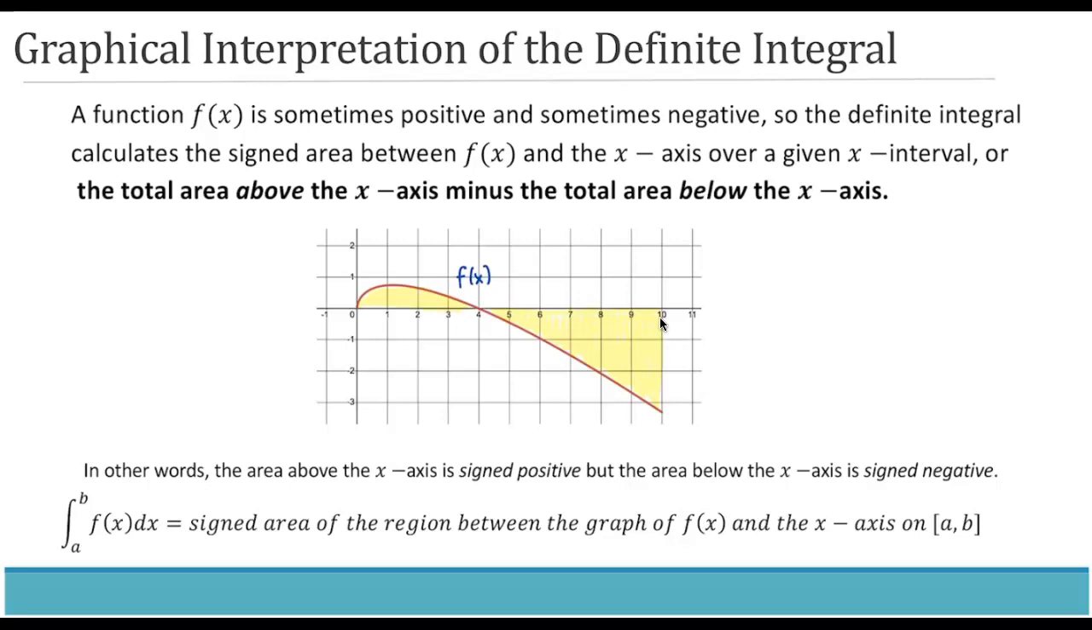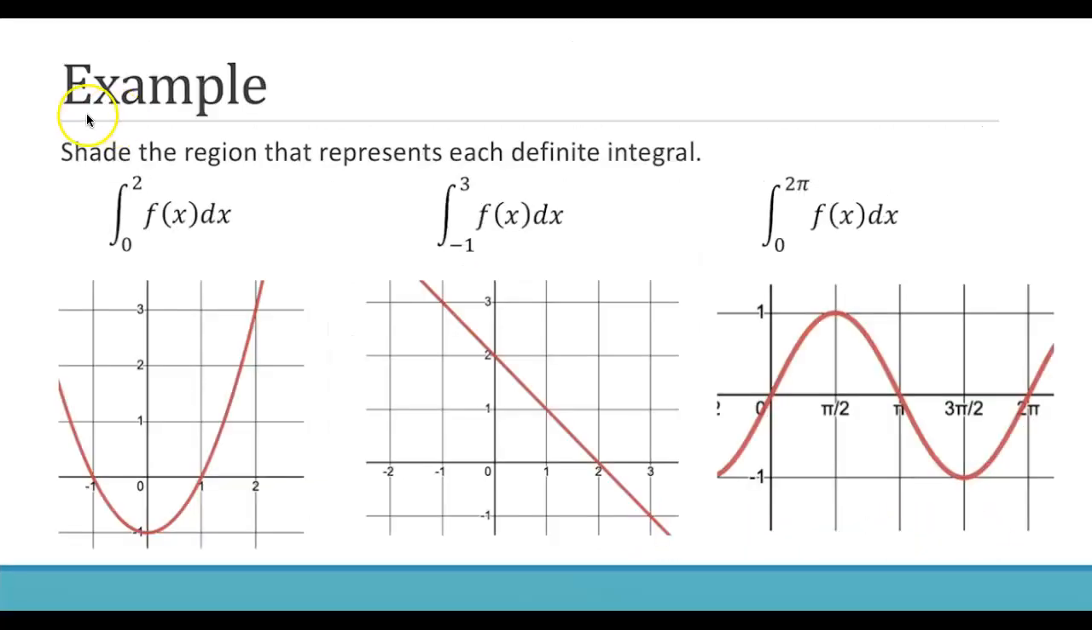In other words, the area above the x-axis is signed positive, so we consider the area between the function and the x-axis that's above the x-axis positive, but the area below the x-axis is signed negative. So a definite integral from a to b of the function f of x dx is equal to the signed area of the region between the graph of f of x and the x-axis on the interval from a to b. In this first example, we want to make sure we understand the area that's represented by a definite integral.